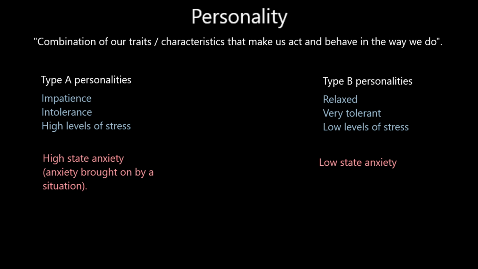And like I said, type A personalities will typically have high state anxiety because they have high trait anxiety as well. They are naturally anxious people, whereas type B personalities typically have low trait anxiety. They're not naturally anxious, and therefore they have low anxiety associated with a lot of situations or a lot of states.